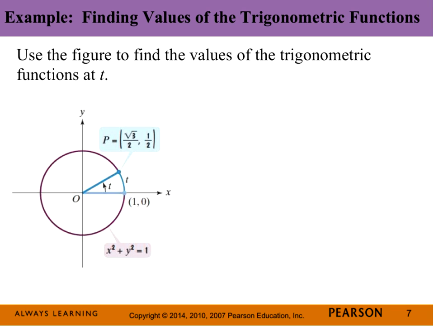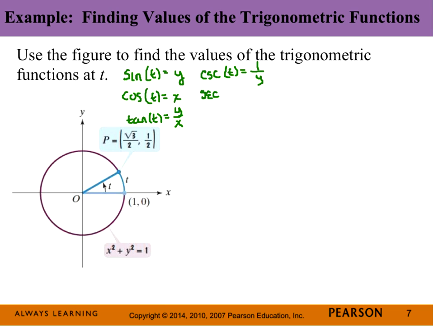I'll just go ahead and write this on the slide so we have it to look at. We have the sine of t equal to y. The cosine of t is equal to x. The tangent of t is equal to y over x, and then we have their inverses. The cosecant of t is equal to 1 over y. The secant of t is 1 over x, and the cotangent of t is equal to x over y.